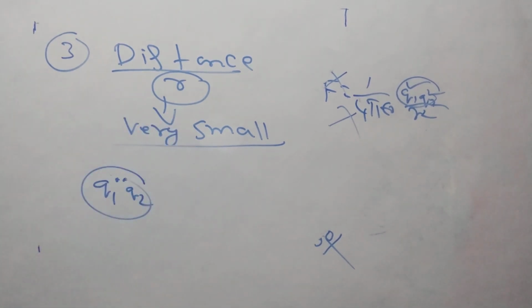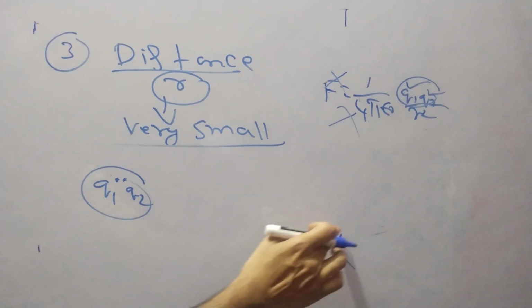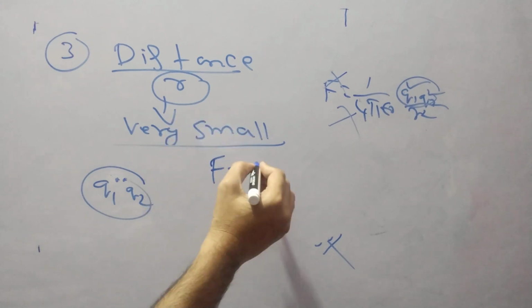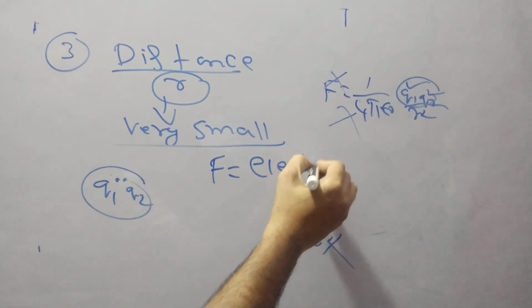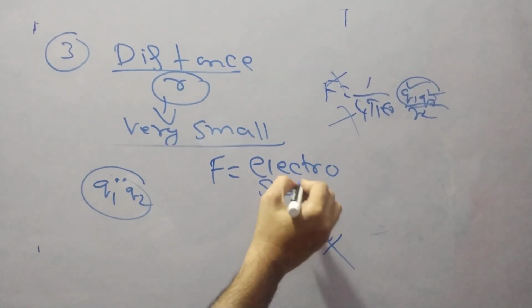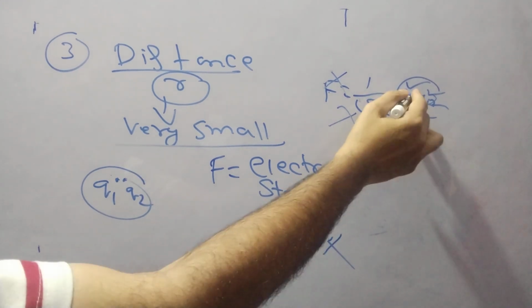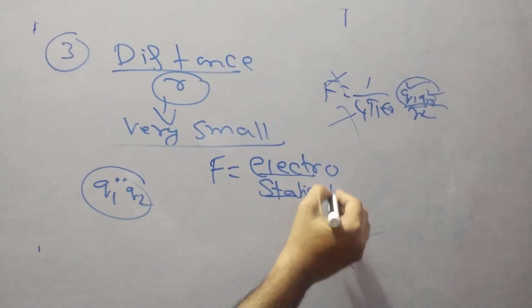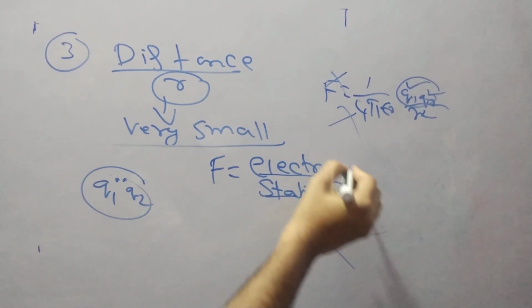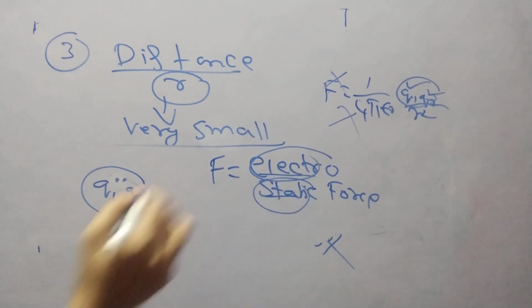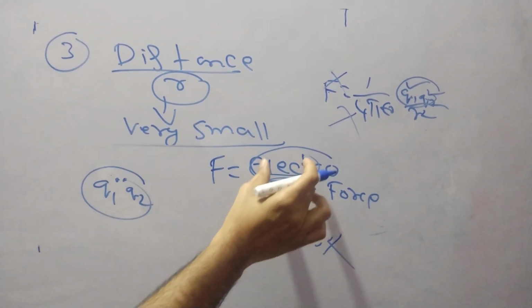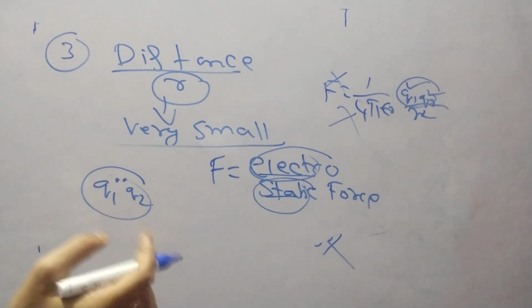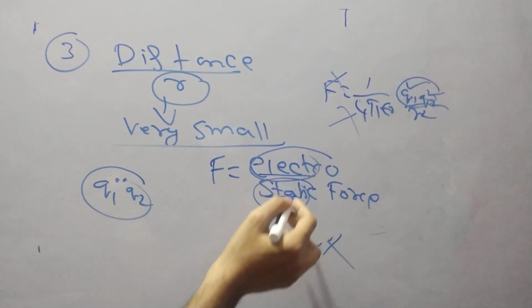Actually the force in Coulomb's law, the force of attraction or force of repulsion, is known as electrostatic force. Because this force comes because of the charges, it is known as electrostatic. Electro means charge, static means they are stationary. When the charges are stationary and you are studying them, that is known as the electrostatic topic. So you are getting electrostatic force.